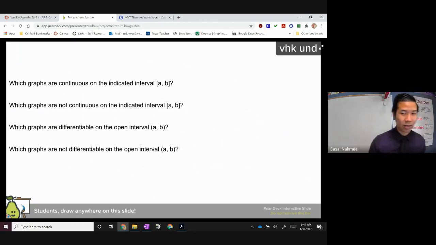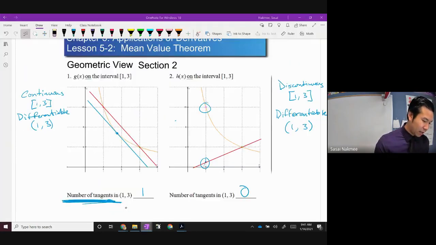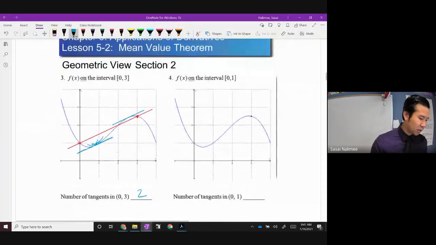Is it continuous on that interval? Okay, that interval. So let's keep going. So that's number 1 and 2. Let's go to number 3.